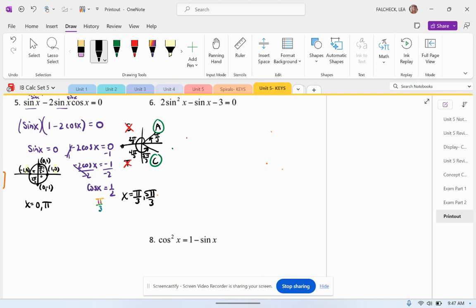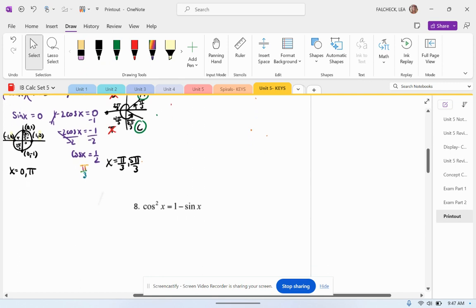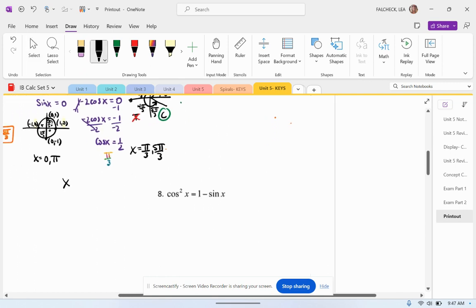Okay, so all together, if I put my solutions all together and I list them in order, I've got x is equal to 0, pi over 3, pi, 5 pi over 3. That's it.